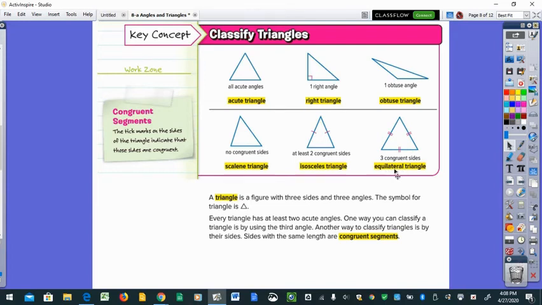Equa means equal, lateral means side. So, equal-sided triangle. A triangle is obviously a figure that has three sides, three angles. And if you put a little triangle in front of three letters, like the little triangle and then ABC, that stands for triangle ABC rather than angle ABC like we were doing a second ago.